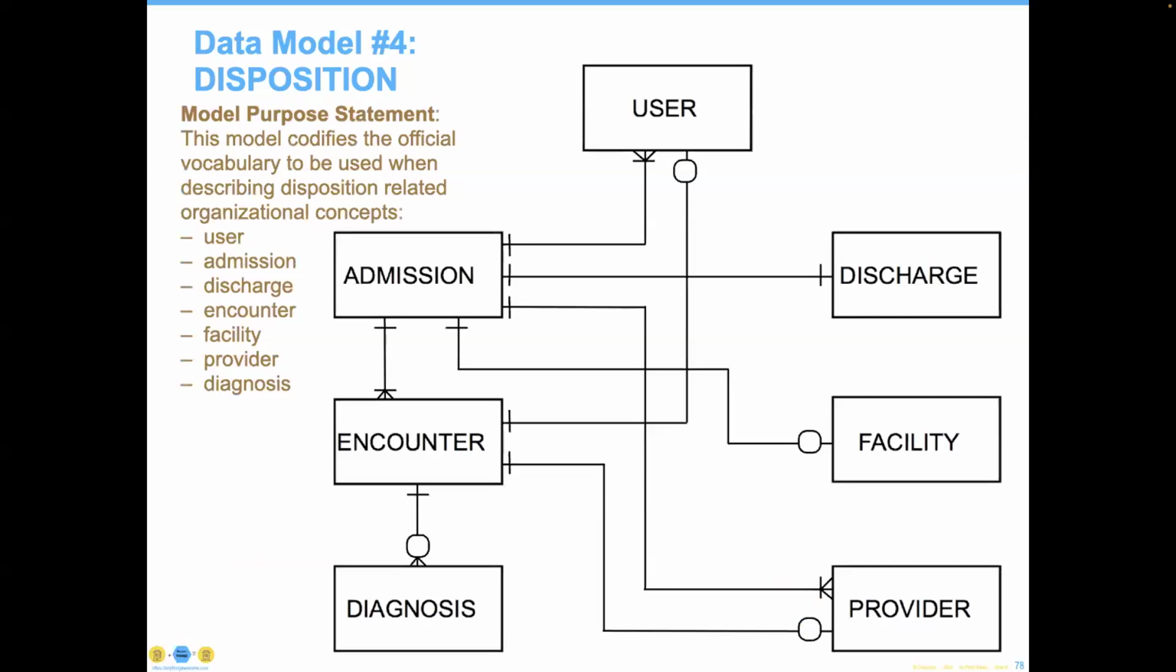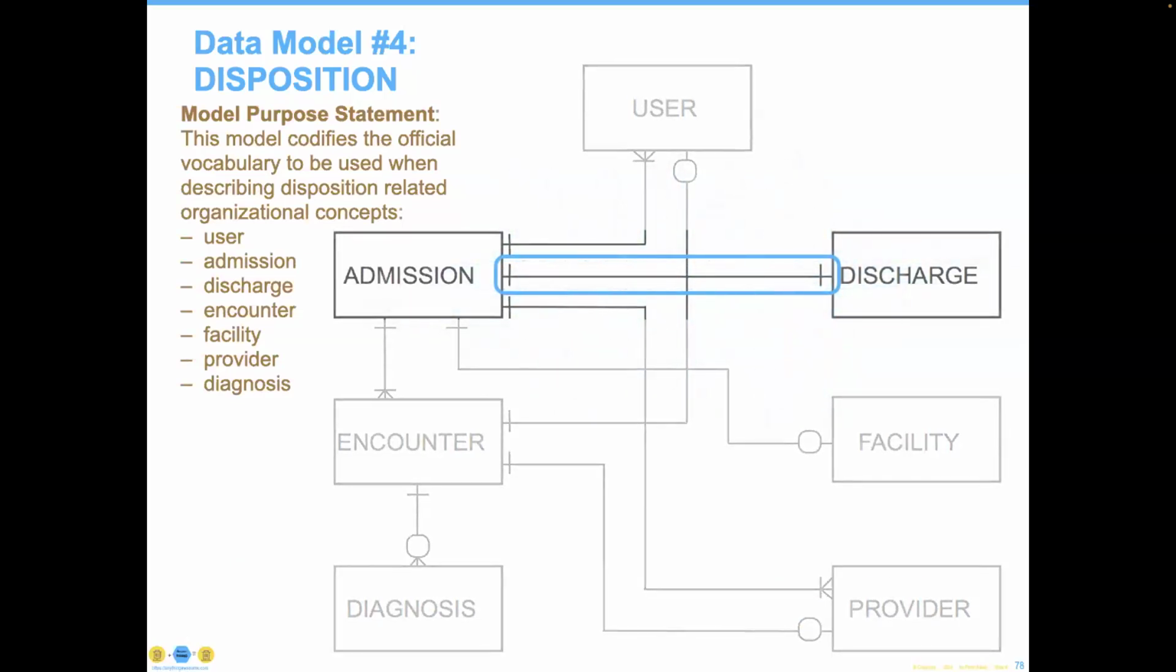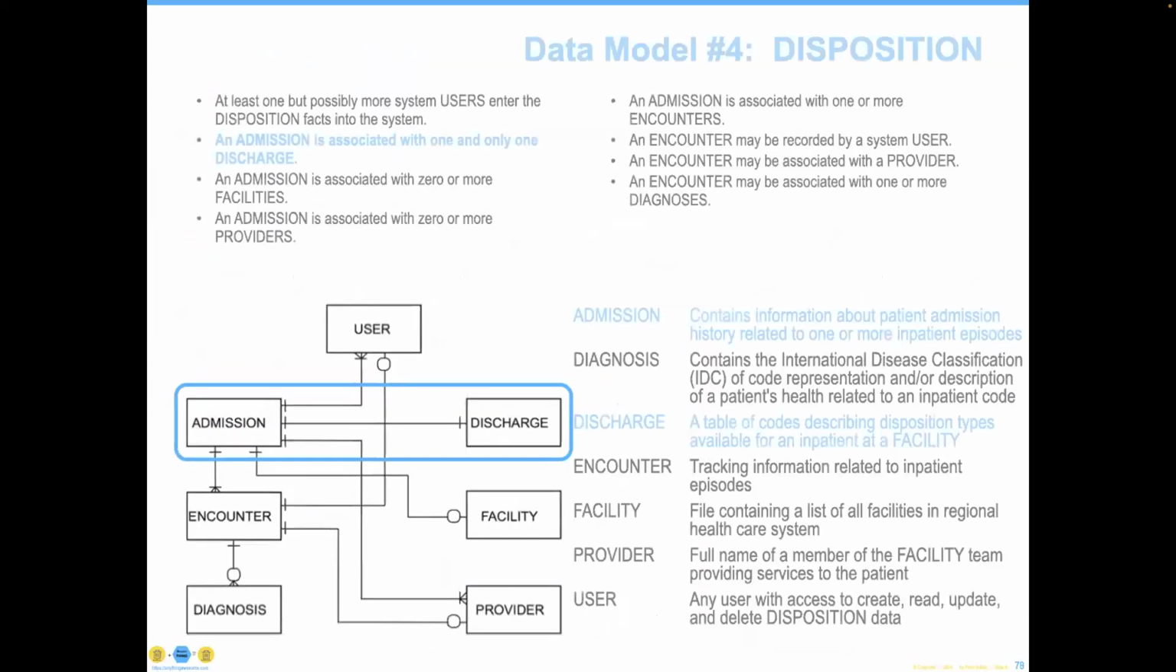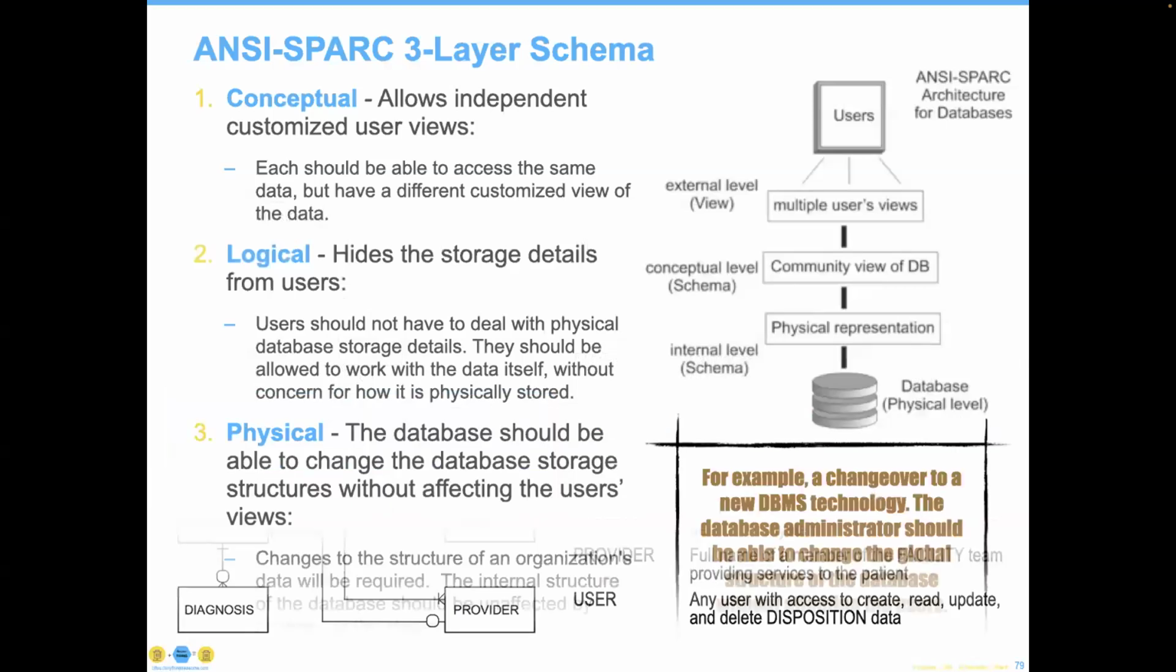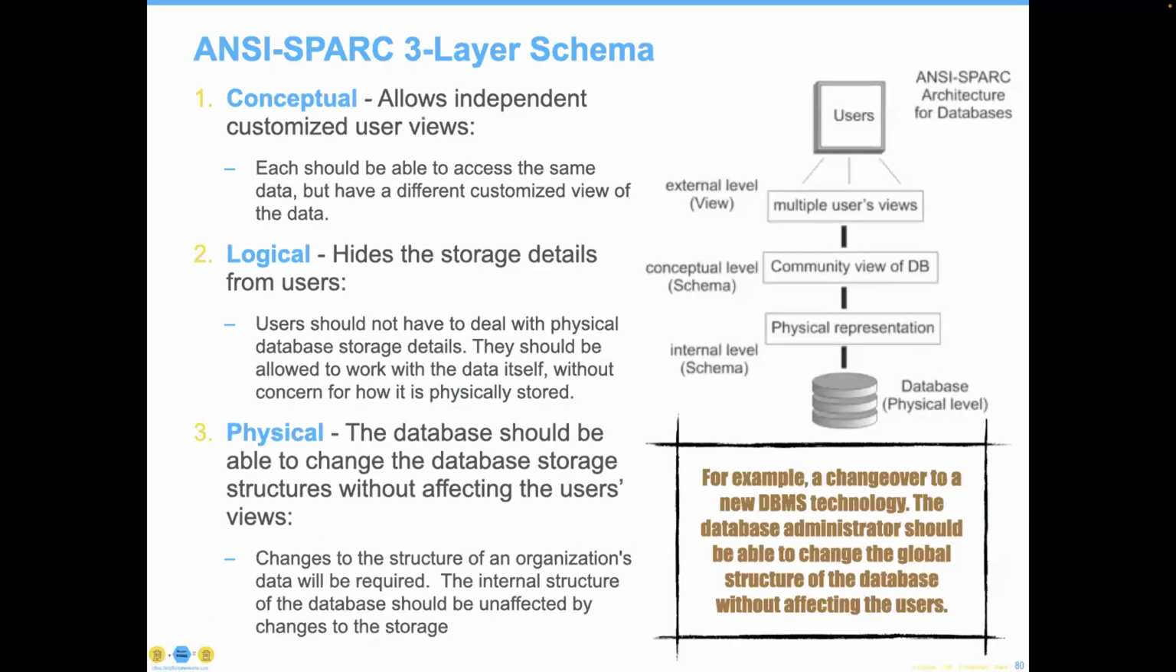Here's another one for disposition. Again, just a hospital example, but I'll say there's got to be a relationship: each admission should have a discharge. Okay, well, if that's the case, then what that means is death must be a valid disposition code. Boy, we had some disagreements in the hospital on that. It was a fascinating couple of sessions around that.